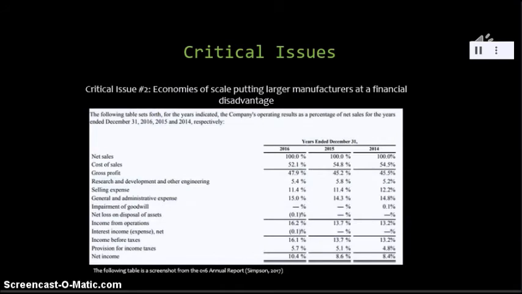The second critical issue Globex has determined is economies of scale putting larger manufacturers at a financial disadvantage. The image here shows the company's operating results as a percentage of net sales for 2016, 15, and 14. The firm would like to see an improved net income percentage.